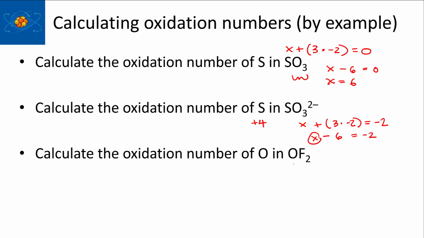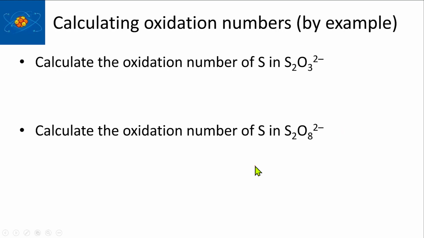If you have, for example, OF2, this is one of those rules now, fluorine gets to be minus 1, right? So oxygen's charge, we'll call it X, plus 2 times minus 1 equals 0, because it's a compound. So X minus 2 equals 0, so the charge of oxygen must be plus 2, like that. We'll do a couple more examples.